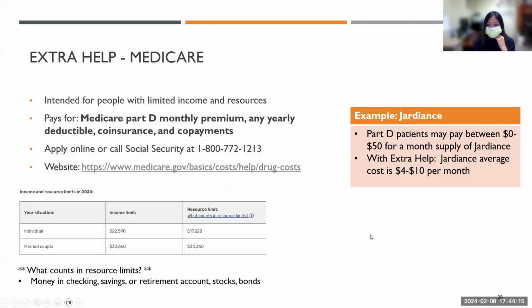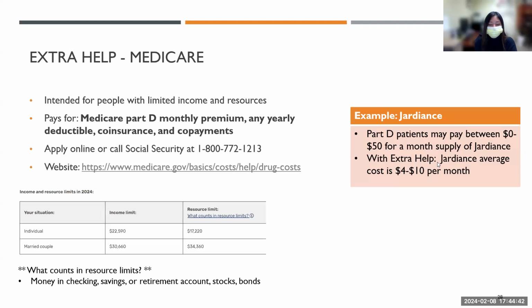Okay. And if Medicare isn't able to cover all of your costs, even with your Medicare plan, there is another option called Extra Help Medicare, which is intended for people with limited income and resources. It will help pay for Medicare Part D monthly premium, any yearly deductible, your coinsurance, and co-payments. You can easily apply online or by calling Social Security at the number listed.